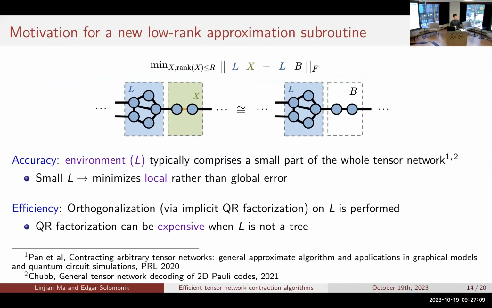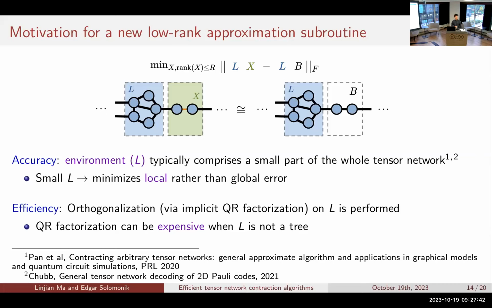Here, let me first introduce the objective for this low rank approximation. Our goal in each step of approximation is to approximate a part of the tensor network, here called B, as a low rank one. When we perform this low rank approximation, we also want to consider the remaining part of the network in the objective. And this remaining part is called the environment in the physical literature, and here is denoted as L. So this is actually a weighted low rank approximation problem.